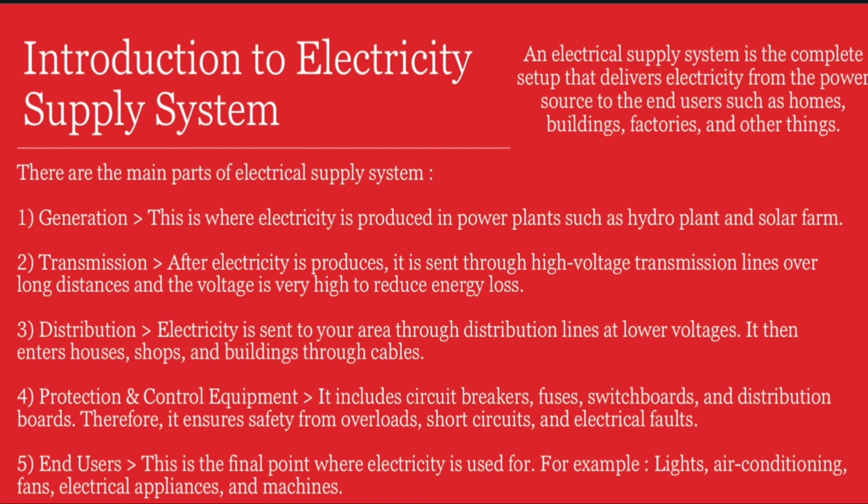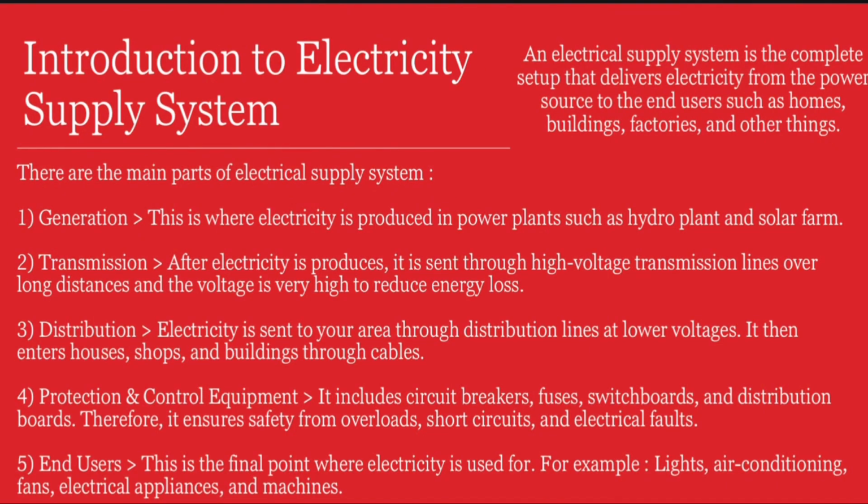There are main parts of the electrical supply system. The first one is generation. This is where electricity is produced in power plants such as hydro plants and solar farms. Secondly is the transmission. After electricity is produced, it is sent through high voltage transmission lines over long distances, and the voltage is very high to reduce energy loss. After that is distribution. Electricity is sent to your area through distribution lines at lower voltages. It then enters houses, shops, and buildings through cables.